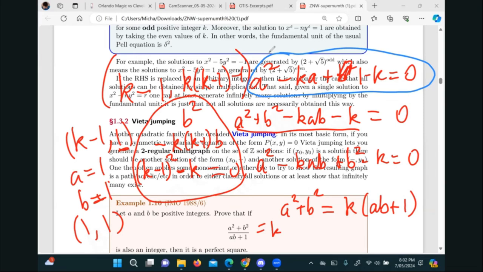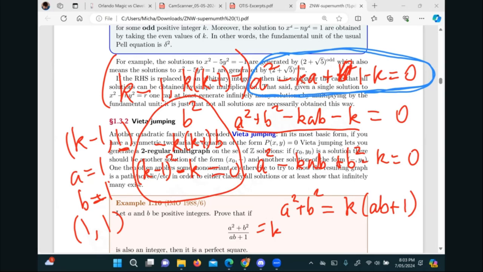So we got k minus 1 and 1. How do you get k minus 1? So we had this equation here, right? That's with b equals 1, right? Yeah. And then a equals 1 is a solution.